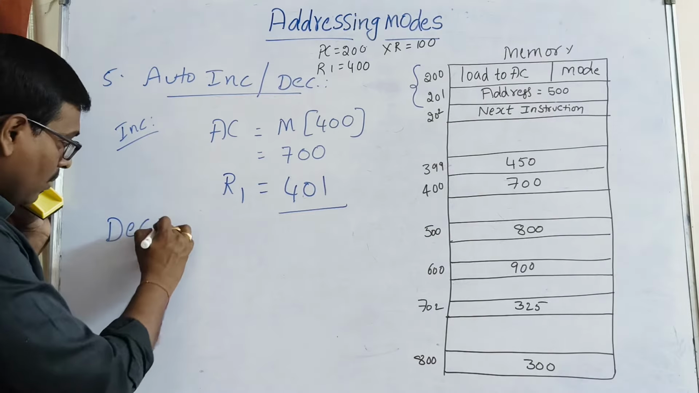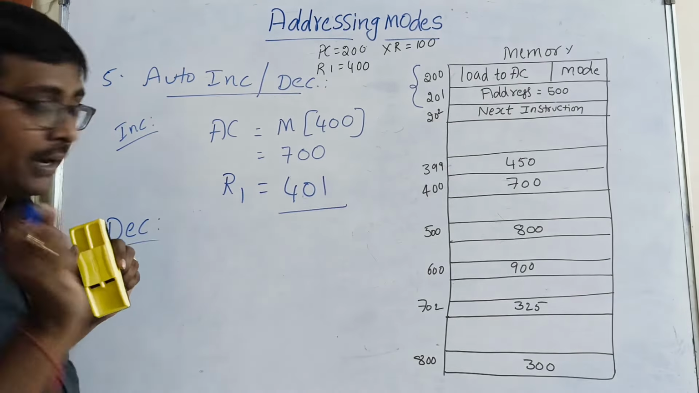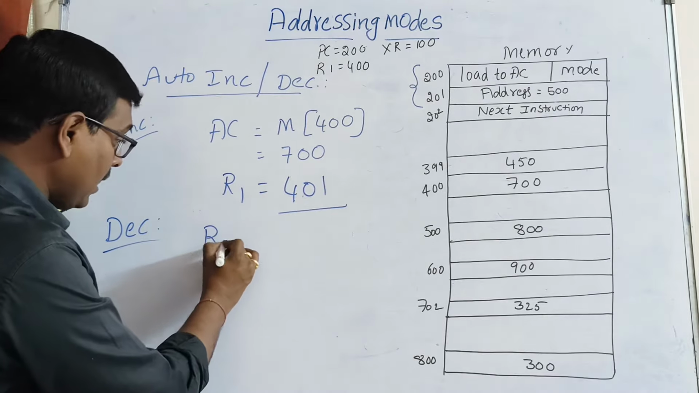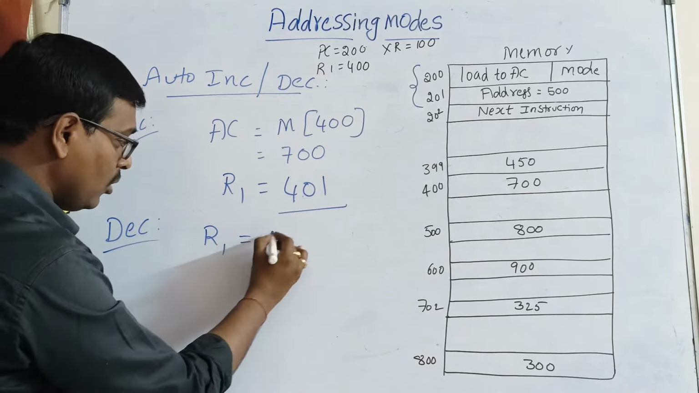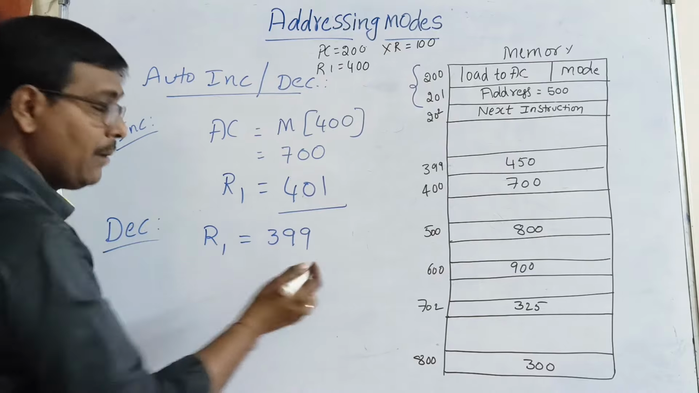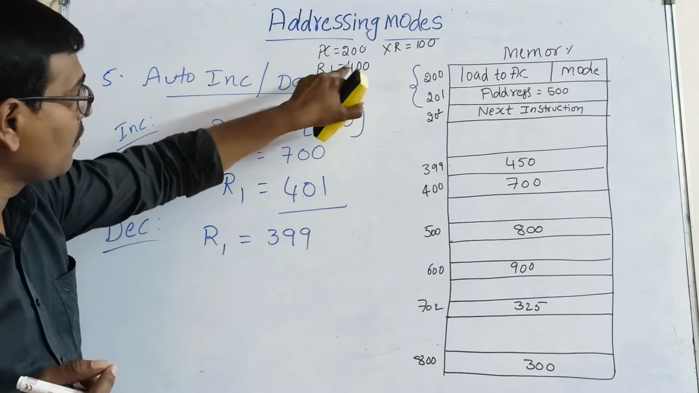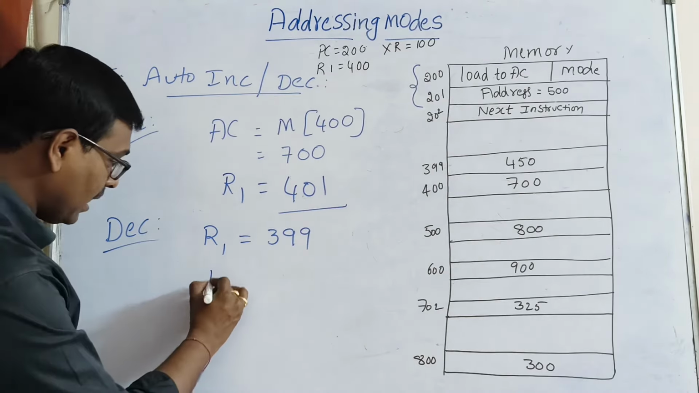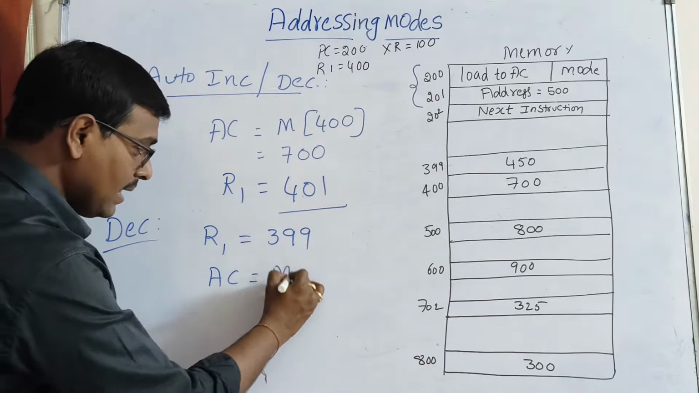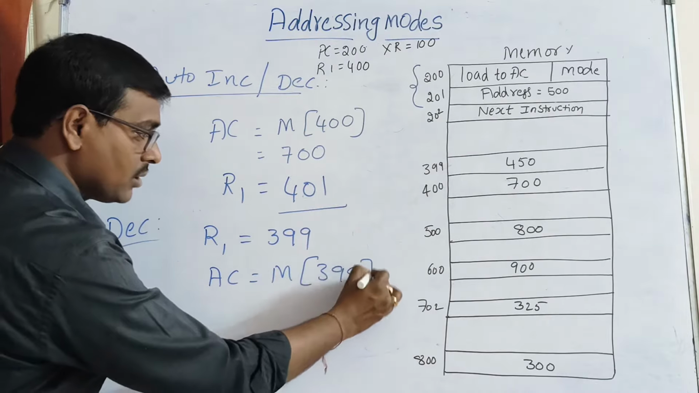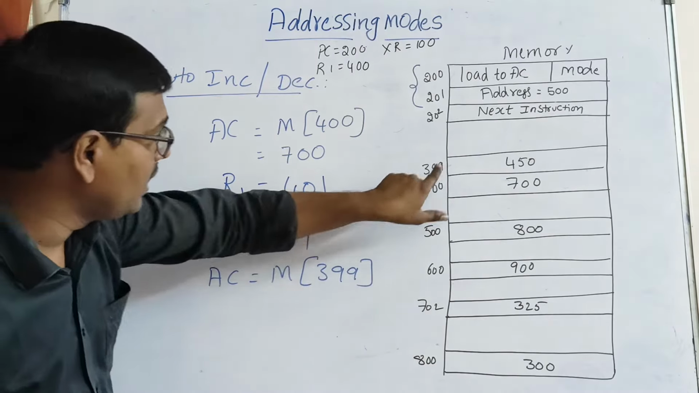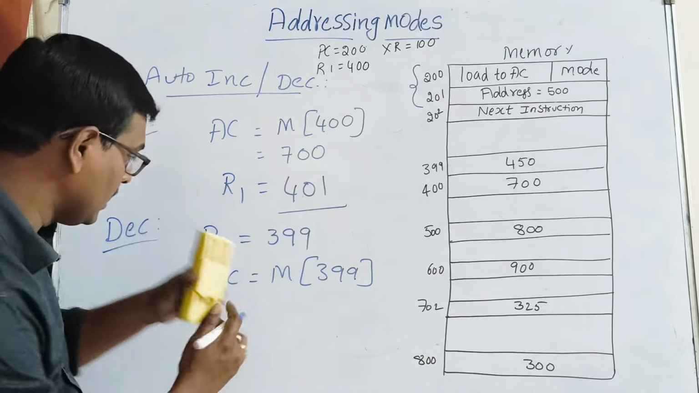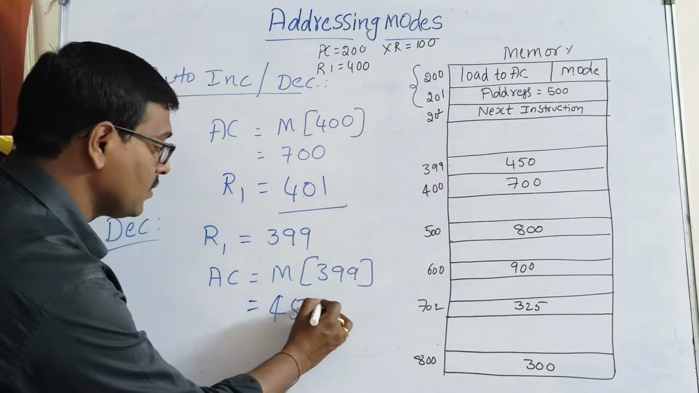Suppose you are moving to register decrement, first what happens? The R1 value is decremented by 1, and then we move to that location. So at location 399, the 450 is there. Now the content is 450.